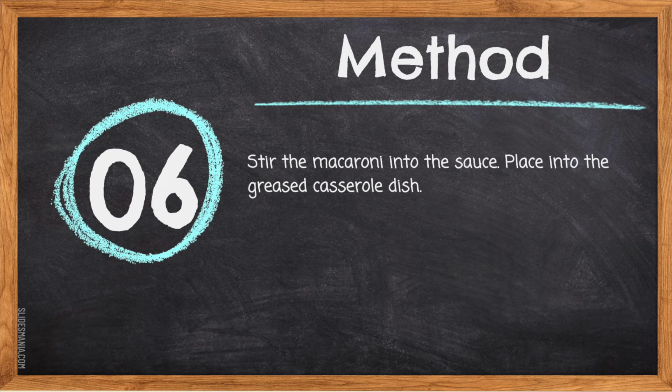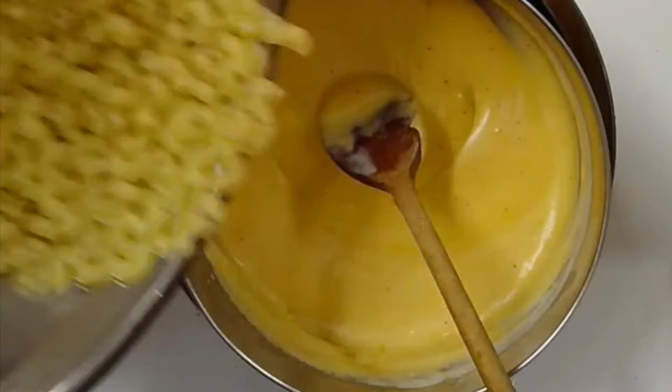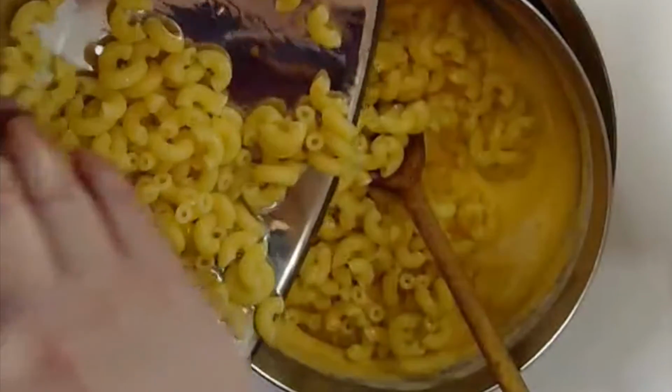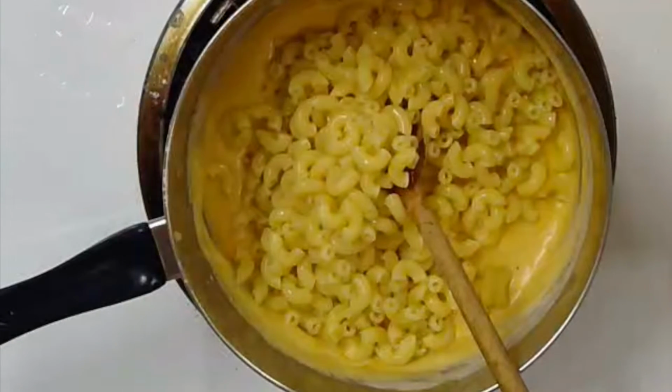Step 6. Stir the macaroni into the sauce. Place into a greased casserole dish. When you go to add your pasta into the sauce, make sure that you don't try to dump it in all at once. Go a little slow. You don't want to accidentally splash some of the hot sauce onto your hand. Once it's in the pot, give it a good stir and coat all that macaroni with that lovely sauce.